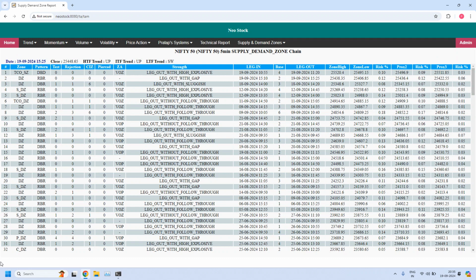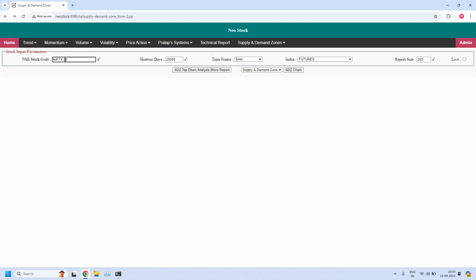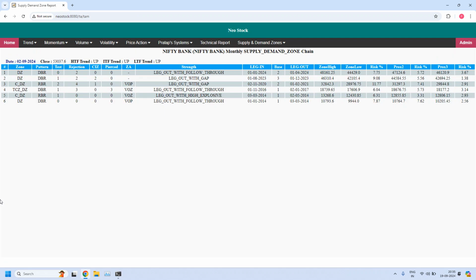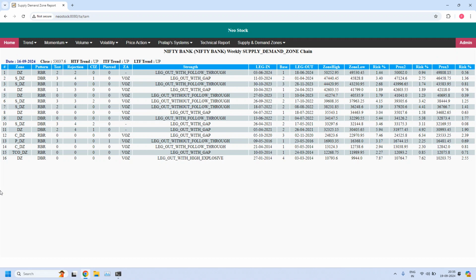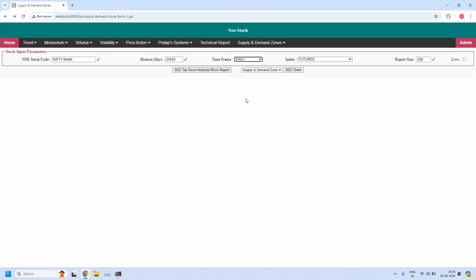So this is about NIFTY supply demand zone chain. Next let us start with the BANKNIFTY, NIFTY Bank. So let's start with monthly time frame. I am generating monthly supply demand zone chain for BANKNIFTY. Next time frame is weekly, generating weekly supply demand zone chain for BANKNIFTY. Next time frame is daily, generating daily supply demand zone chain for BANKNIFTY.